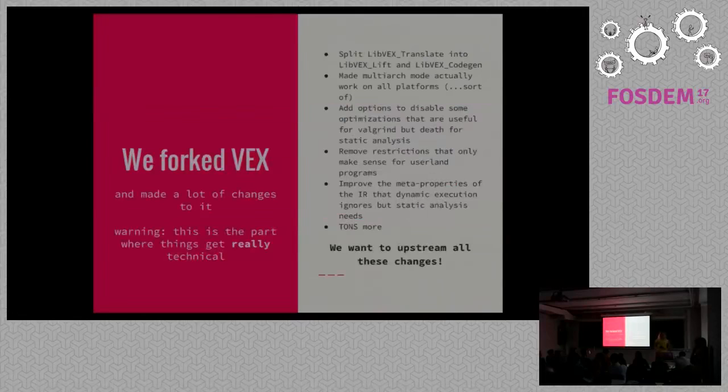So what did we do? We forked VEX. There's our fork of VEX sitting at github.com/angr/VEX, and it makes a lot of changes to it. And I'm not going to lie, a big part of me giving this talk is me being able to be in the same room as a lot of Valgrind people so we can pitch a whole lot of changes we want to upstream to VEX. There's a lot of them.